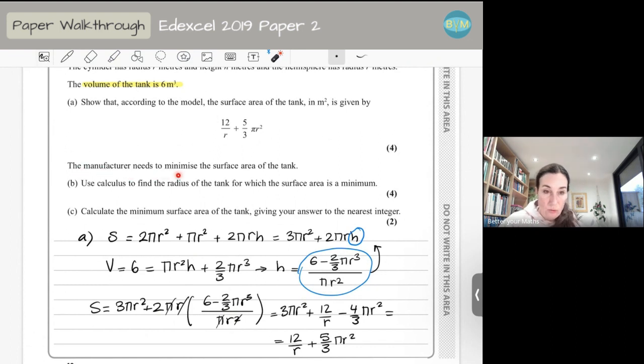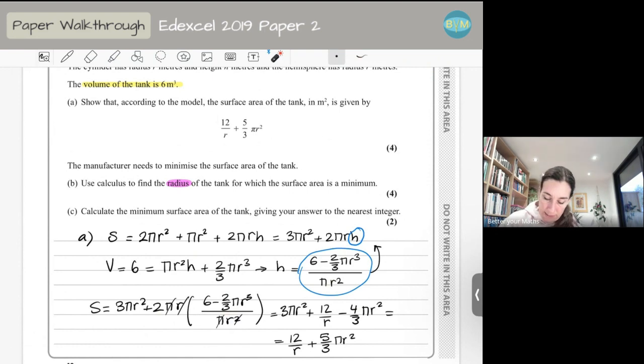The manufacturer needs to minimize the surface area of the tank. What are we going to do? Differentiate the surface area with respect to r, because now we have one parameter, and make that equal to 0. These questions are all the same, I promise. Use calculus to find the radius of the tank for which the surface area is minimum. They ask the radius, not the volume. Sometimes they ask you the volume straight away.